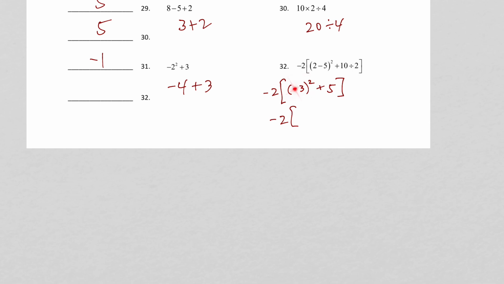Negative 3 squared, because this is in the parentheses, this becomes a positive 9. Oops, what did I just do? And this is negative 2 times 14. So we end up with negative 28.